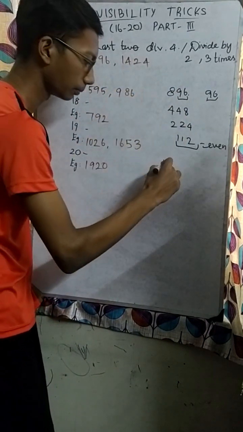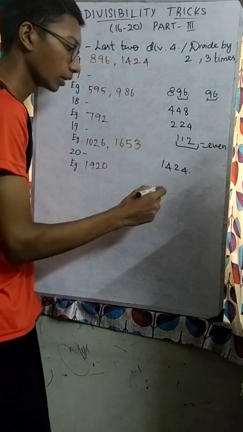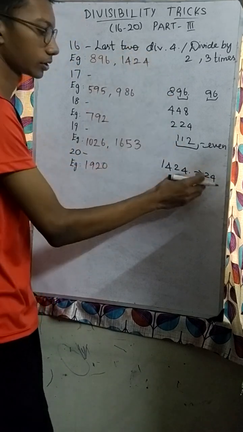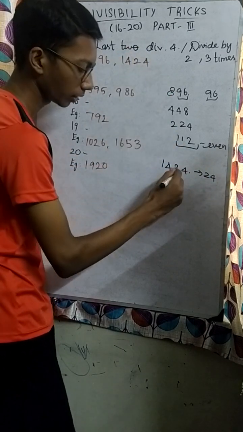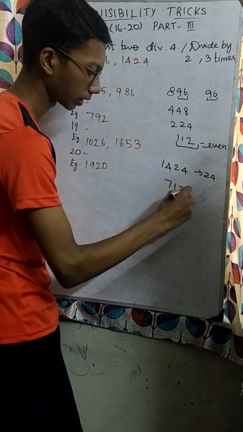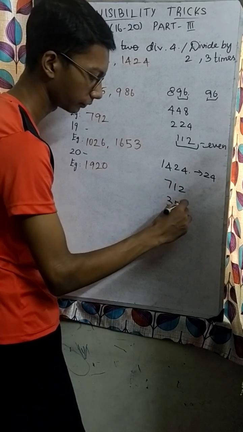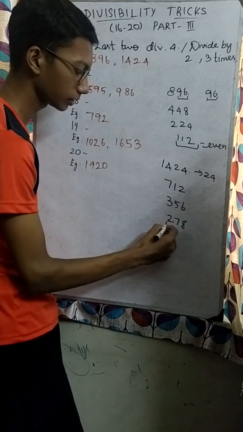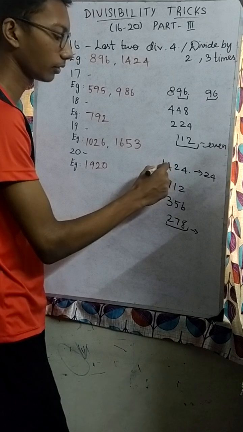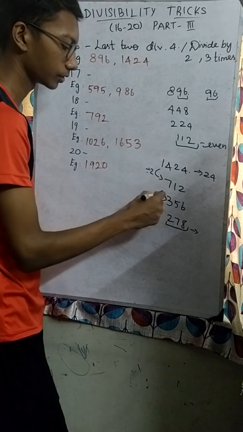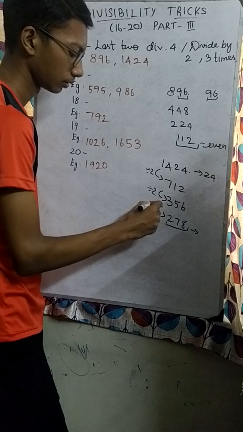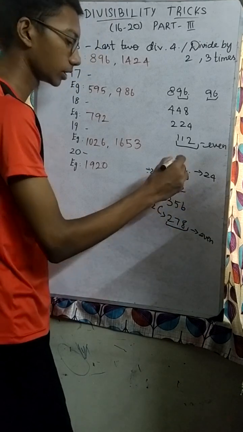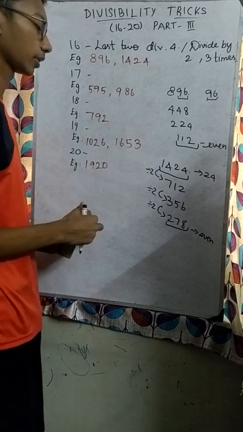Now let's take another example. 1424. Now the last two digits, that is 24, is divisible by 4. So that thing is applicable for this. So divide this number by 2. 712, then 356, then 178. Since this is an even number, we have divided this by 2 3 times. Then also we get an even number. So this number is divisible by 16. This is the divisibility trick for the number 16.